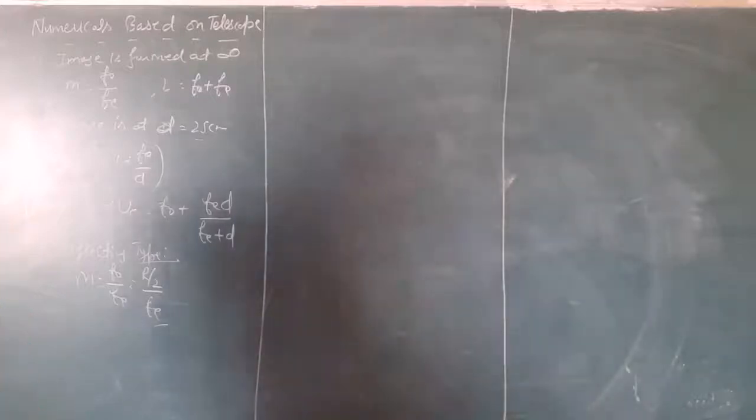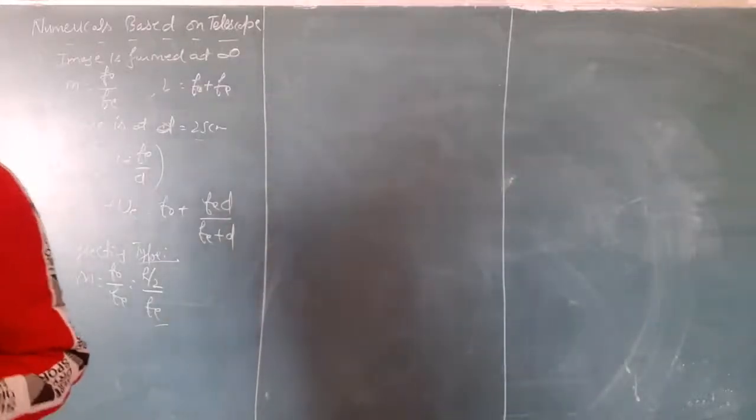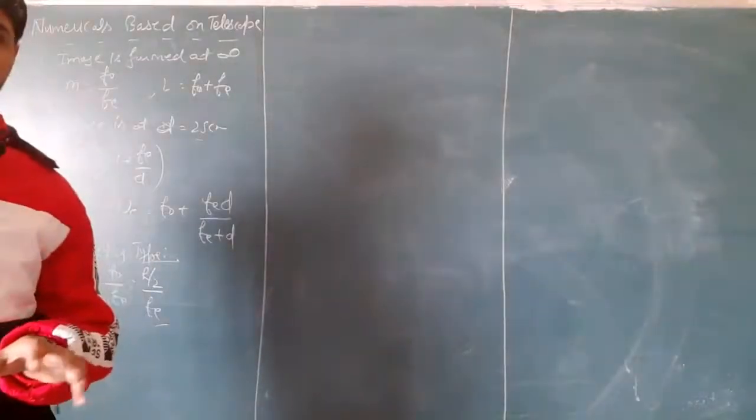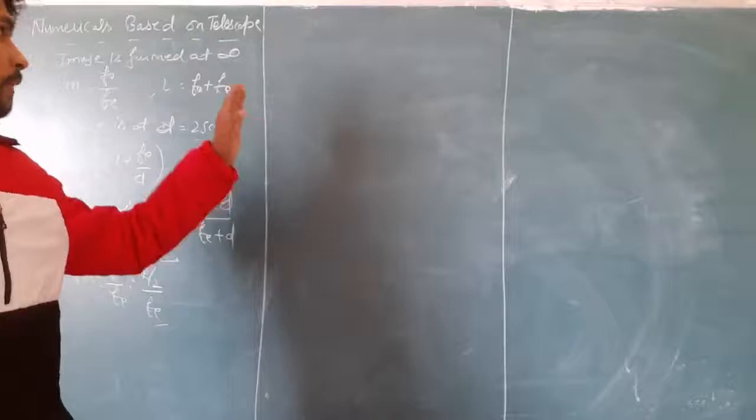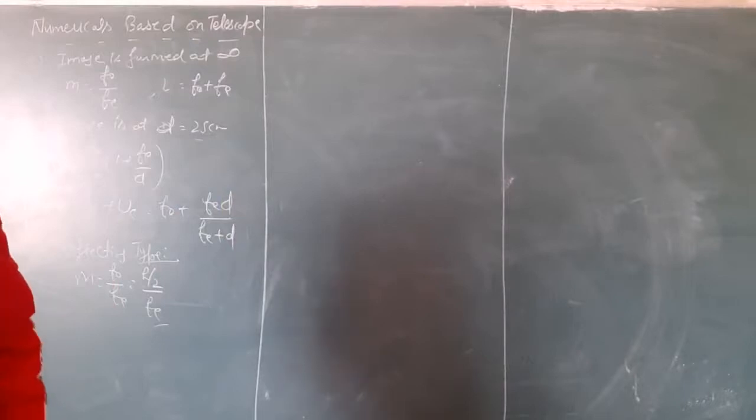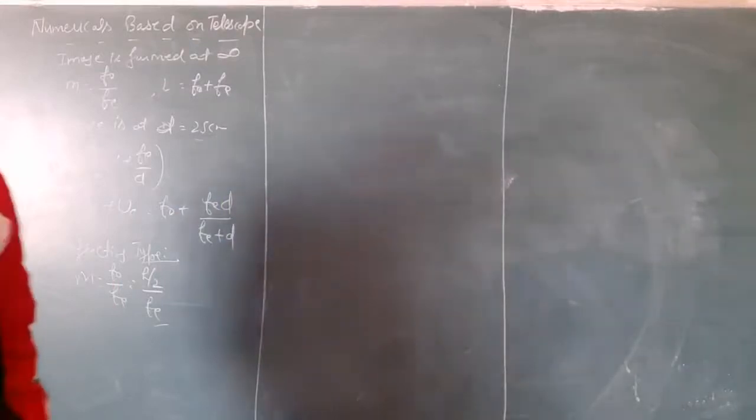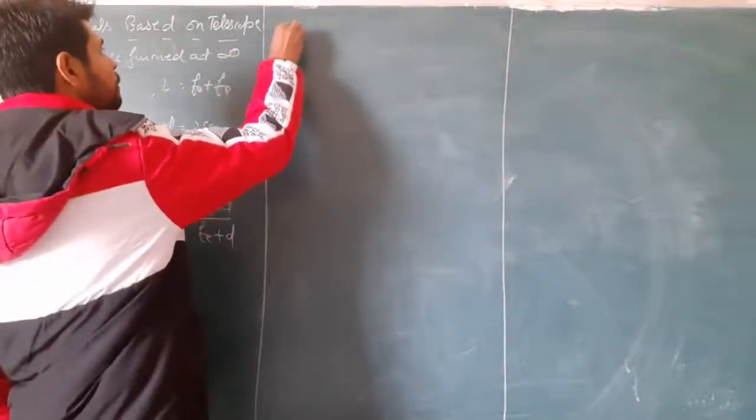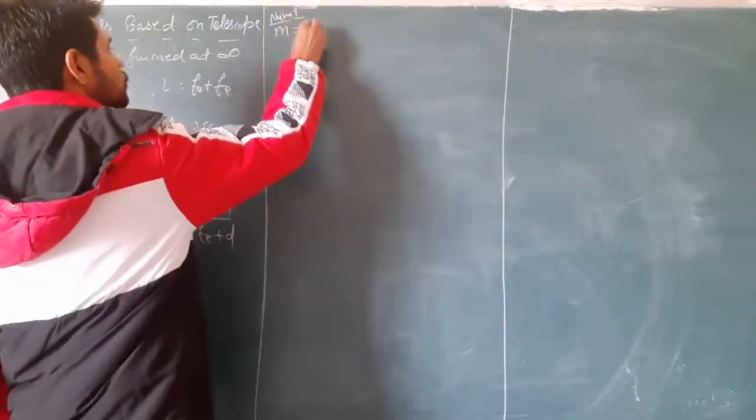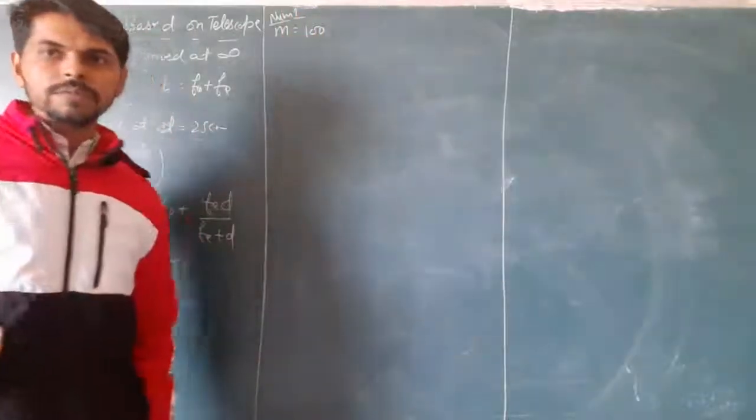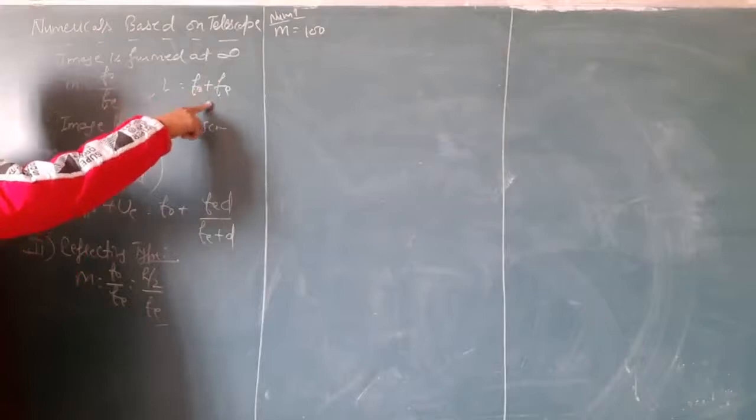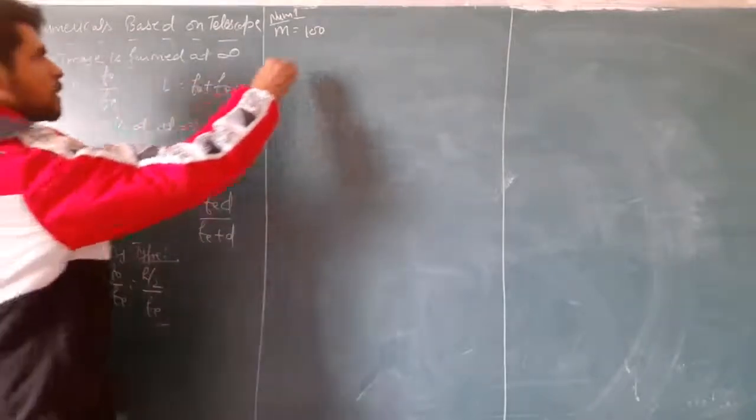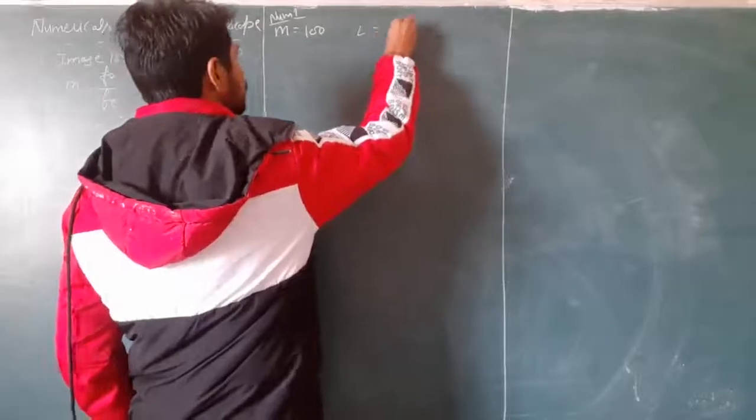Okay, now let us discuss some numericals. First statement, listen carefully and try to solve the numerical. I am giving the solution of some of the numericals. The magnifying power of an astronomical telescope in normal adjustment is 100. Normal adjustment is when the final image is formed at infinity. The distance between objective and eyepiece is 101 centimeter. When the image is formed at infinity, यही normal adjustment होती है. The distance between objective and eyepiece, that is L, is given to us, that is 101 centimeter.